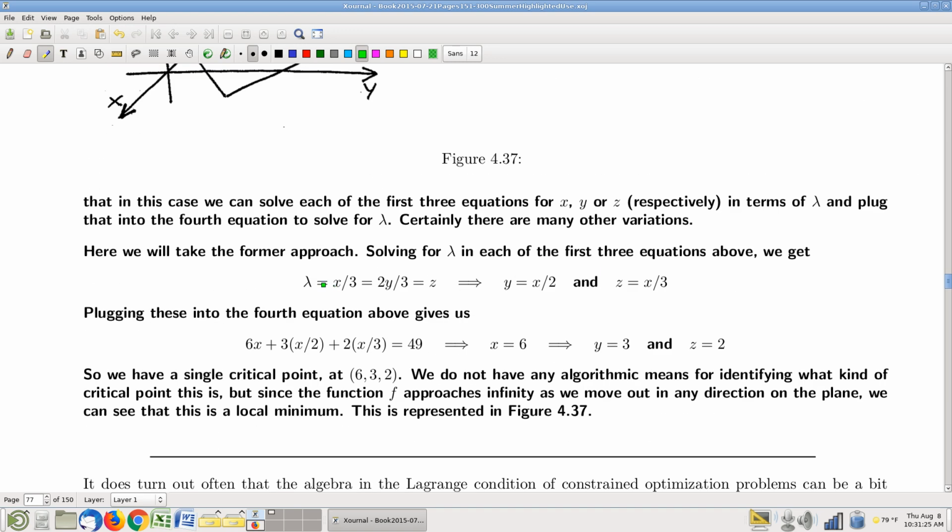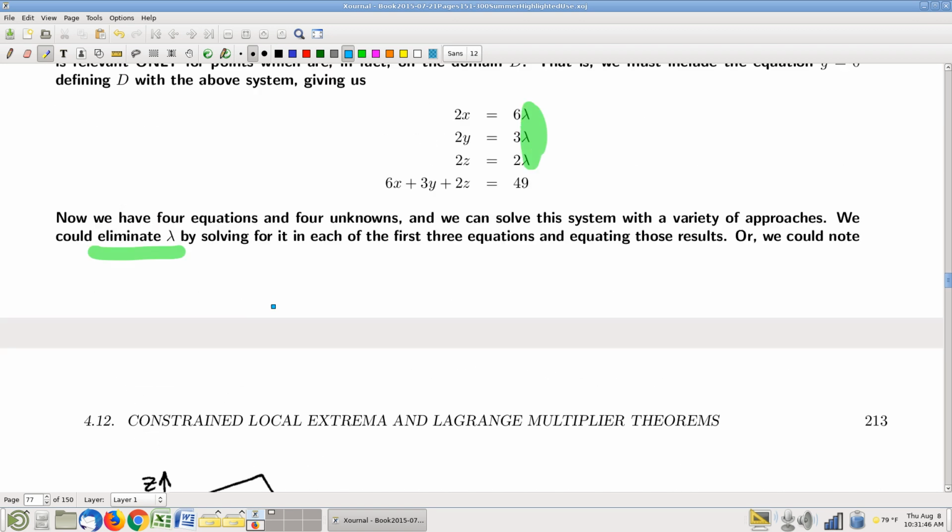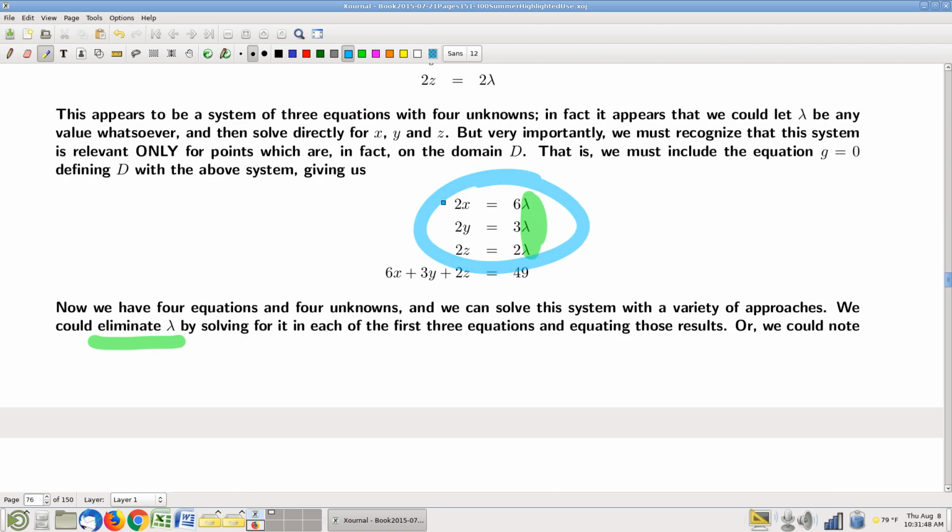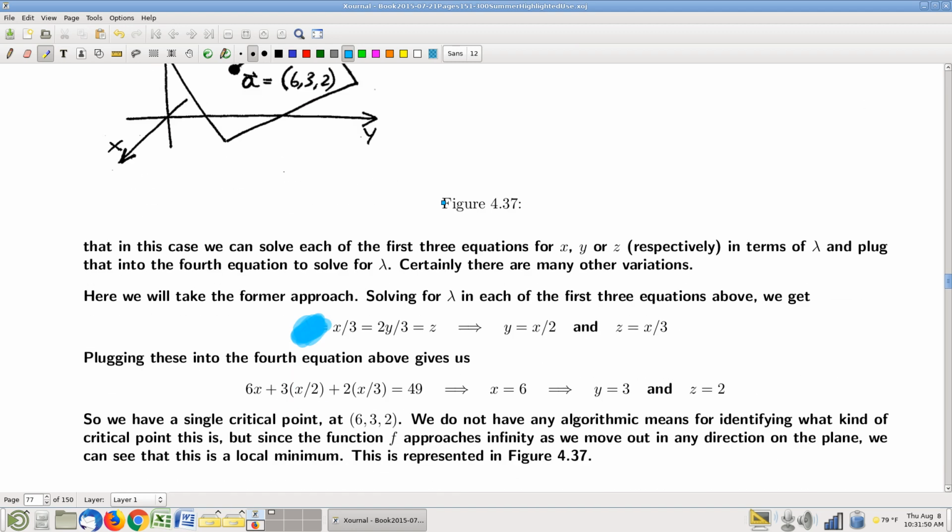Lambda is equal to these three different things, and therefore these three different things have to equal each other. And notice that having set these things equal to each other, I can just ignore lambda at this point. It's kind of gone. See what I'm saying? So we turn three equations involving x, y, z, and lambda into two equations involving just x, y, and z. We traded a variable for an equation.